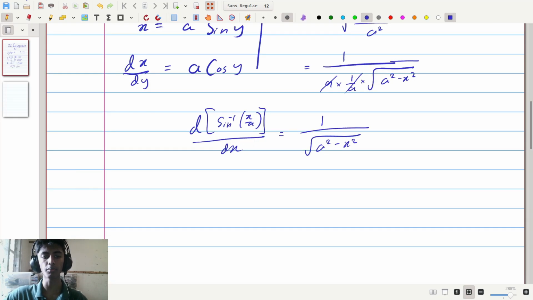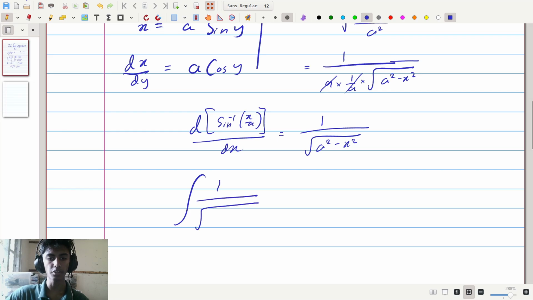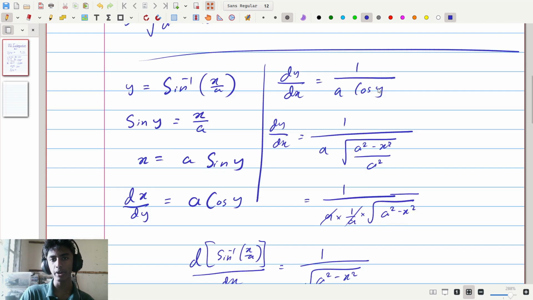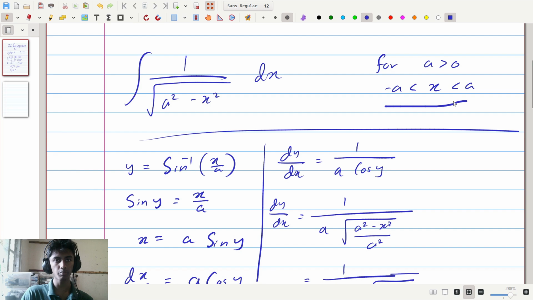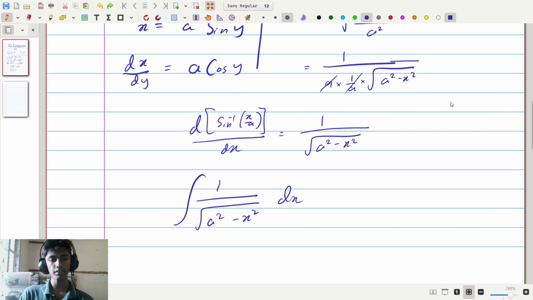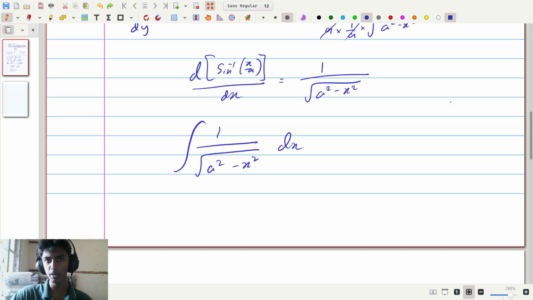So therefore, from this we can say that the integral of 1 divided by the square root of a squared minus x squared dx, for the valid conditions above, as in a being a positive number and x being in between negative a and a, is going to be equal to this function on the inside, which is the sine inverse of x divided by a plus a constant c.